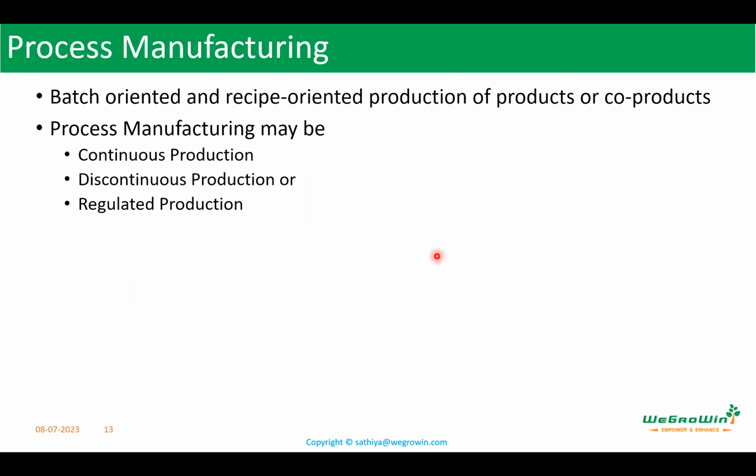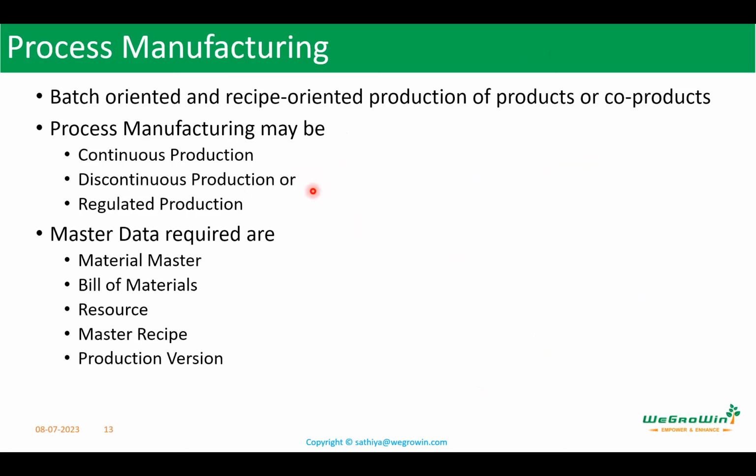Process manufacturing is batch-oriented or recipe-oriented production. Process manufacturing may be continuous production, discontinuous production, or regulated production. The master data required for process manufacturing are material master and bill of material. Here it is a resource instead of a work center, and a master recipe instead of routing. Production version is common for both.